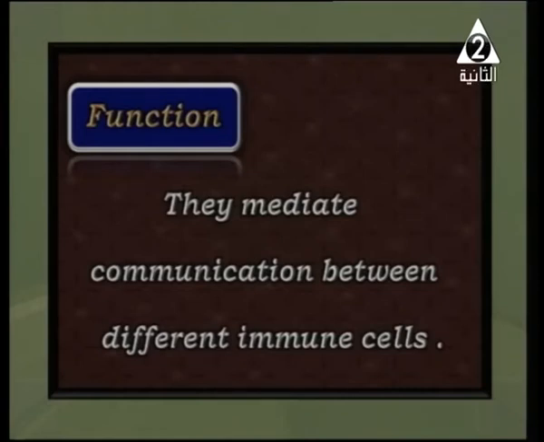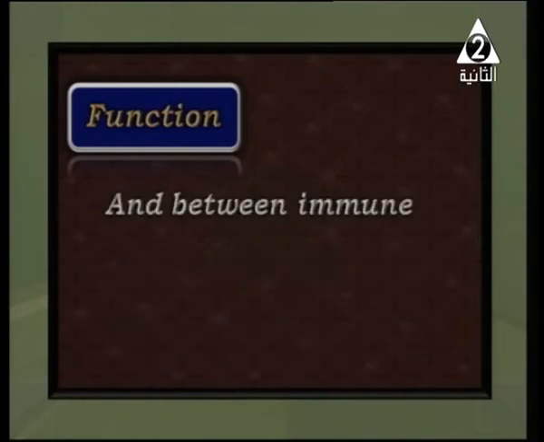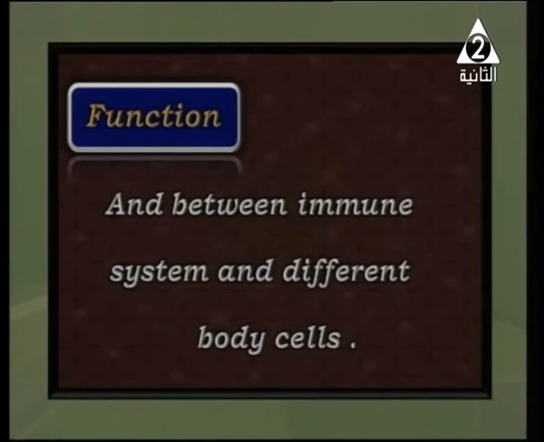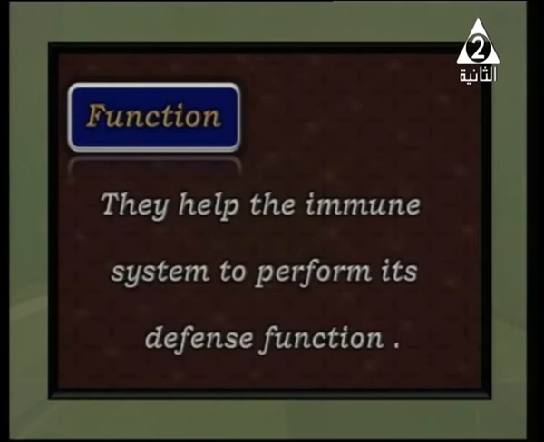system, as we said, because the immune system is a scattered system. And how can we bring it together? The different parts of the immune system reconnect together with the help of interleukins inside your body, and also between the immune system and different body parts. After that, they help the immune system to perform its defense function.